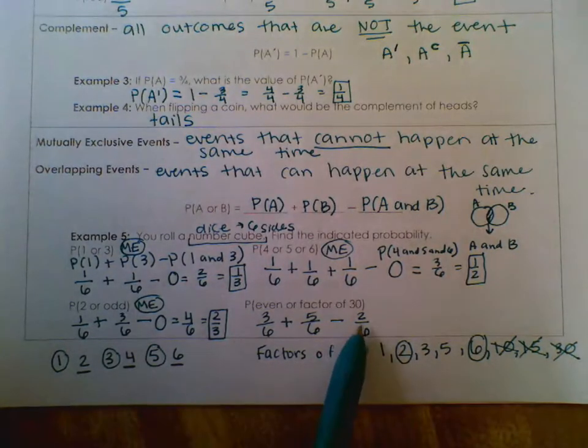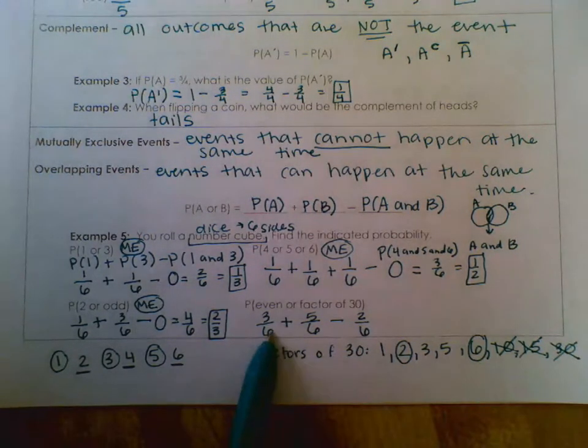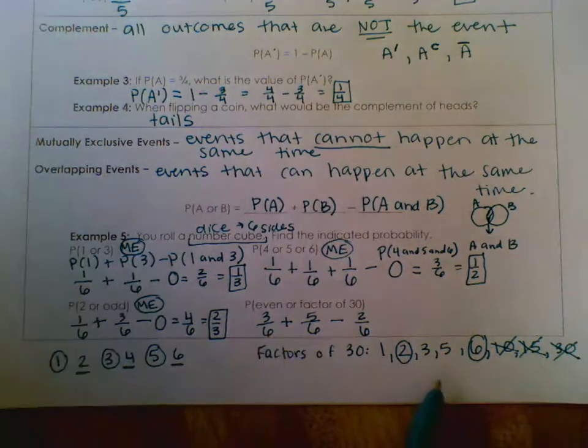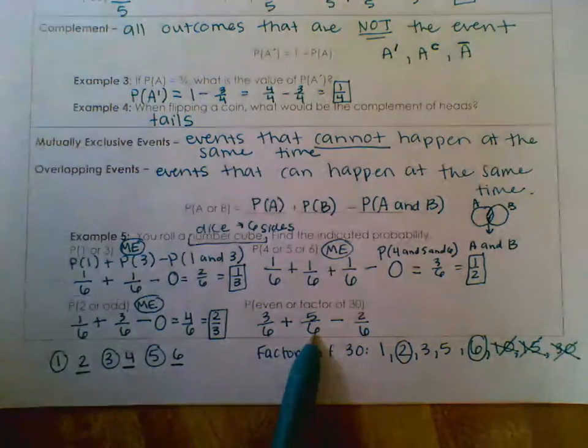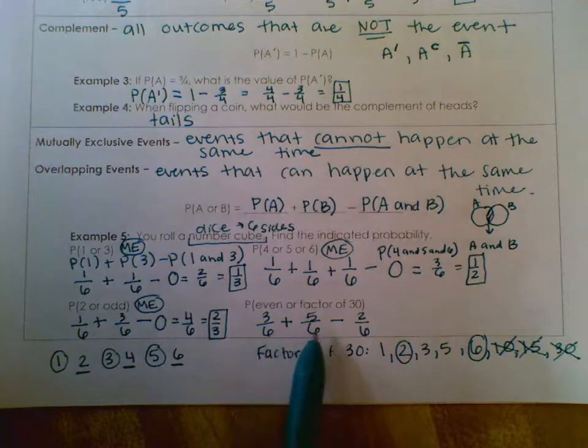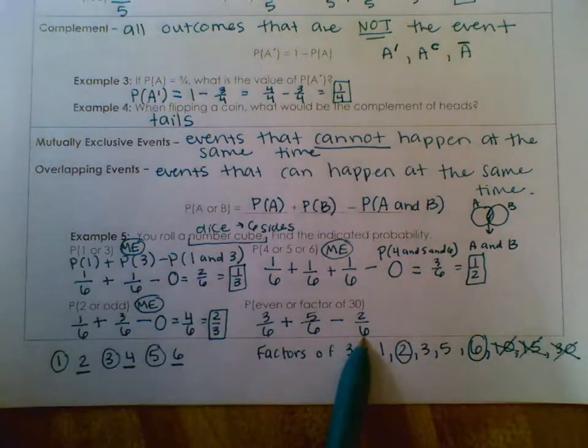Now again, the reason why we are subtracting them is because 2 and 6 were counted in the even numbers. 2 and 6 were also counted in the factors of 30. I don't want to count them twice, so I need to subtract one of those sets away.